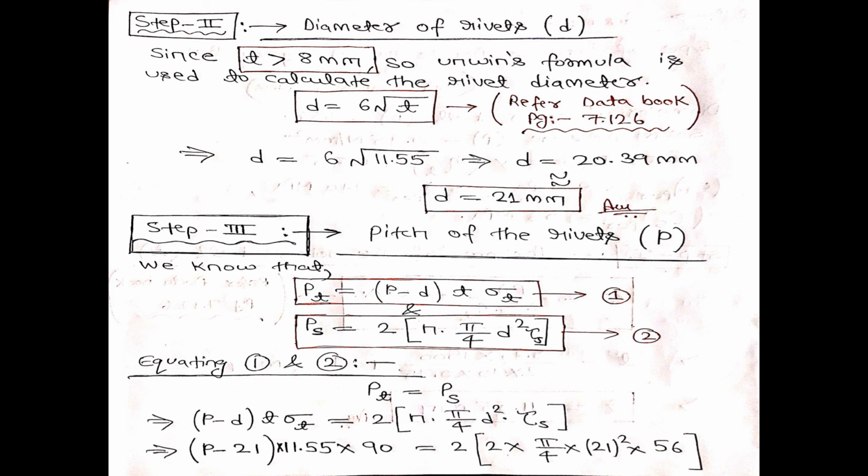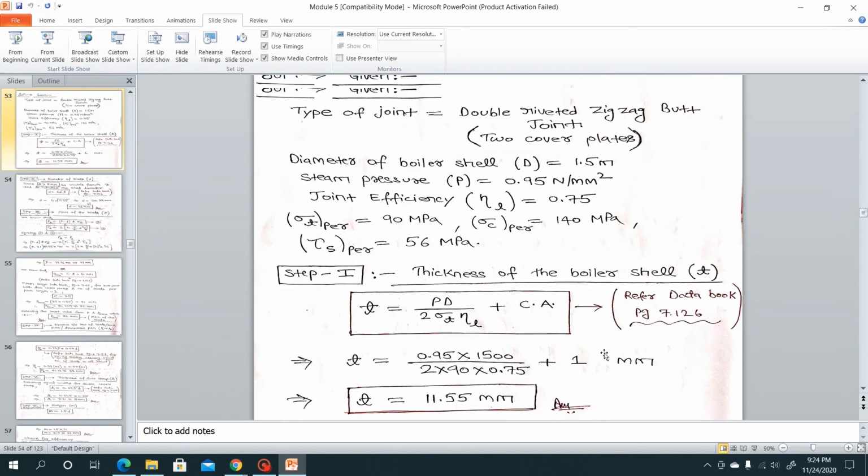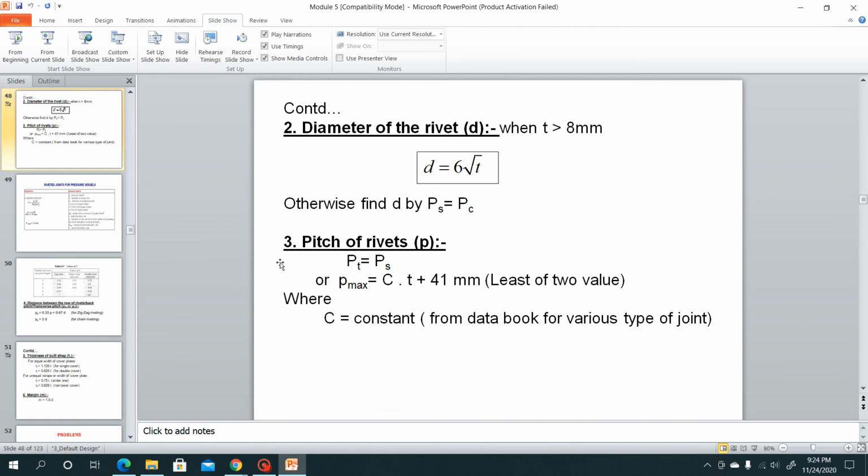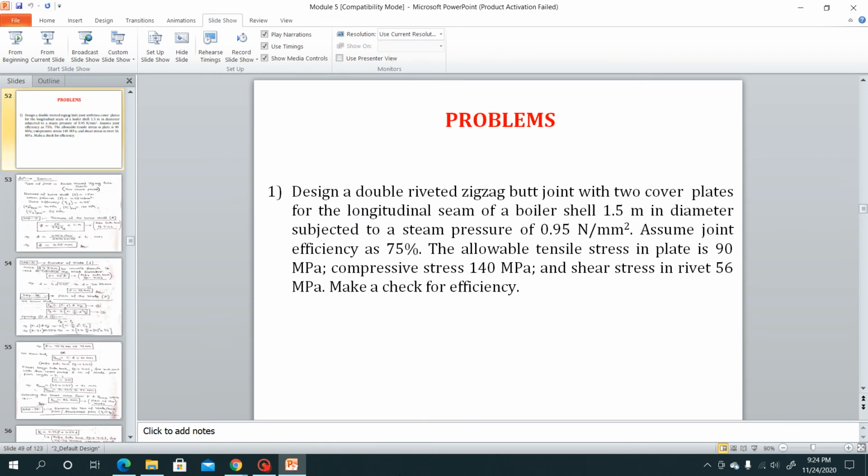Third step is what? Calculation of the pitch of the rivet. If you remember, I have told you how we can calculate the pitch. Two options are possible. Firstly you have to equate P_T with P_S, you will get one pitch value. Then you will use the empirical equation, that is P_max is equal to C t plus 41 mm, you will get another pitch value. Out of these two values you have to go for the least value of the pitch. So firstly let us evaluate P_T equal to P_S and get the pitch value.